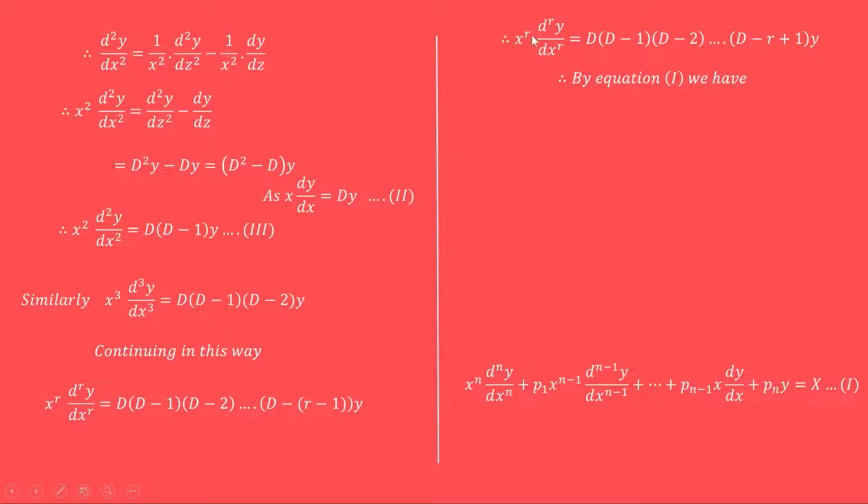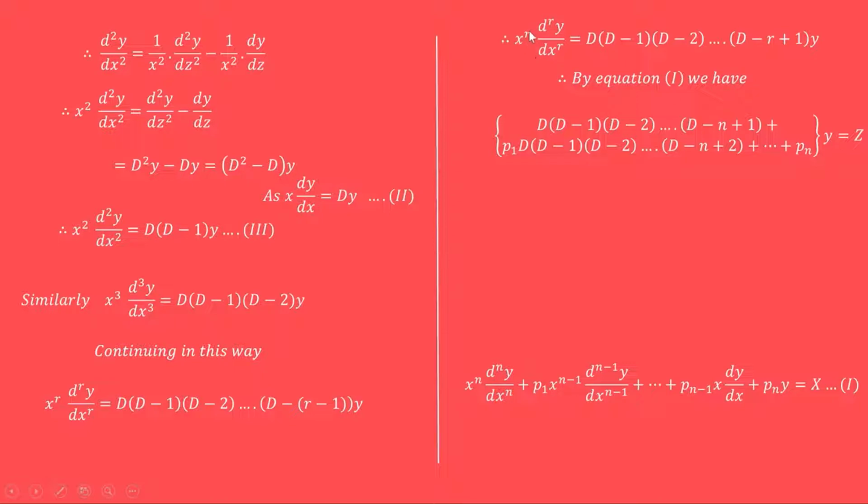As we get the formula for x raised to r d raised to r y by dx raised to r, so put r is equal to n, we get a value of x raised to n d raised to n y by dx raised to n. If we put r is equal to n minus 1 here, then we get value of x raised to n minus 1 d raised to n minus 1 y by dx raised to n minus 1, and continuing in this way. So first, value of x raised to n d raised to n y by dx raised to n is, put r is equal to n here, so that value will become D into D minus 1 into D minus 2 up to D minus n plus 1. So this is the value of first term, plus this p1 as it is, value of this x raised to n minus 1 d raised to n minus 1 y by dx raised to n minus 1.